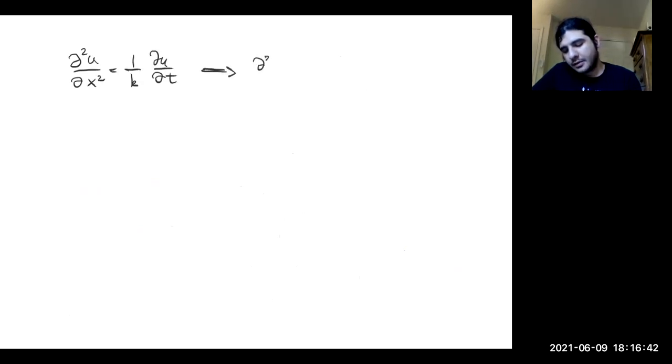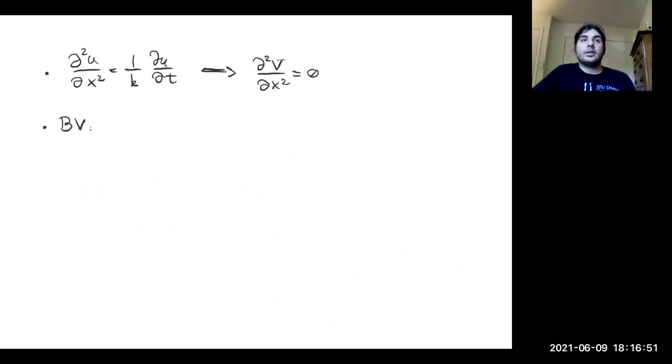Okay, so that's one thing. What are the other assumptions we had? We had the second derivative of u with respect to x equal to a constant times the derivative of u with respect to t. This one becomes the second derivative of v with respect to x equal to 0. Great. That's our equation. Now we had some boundary value conditions, right?